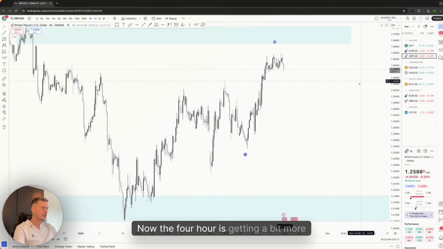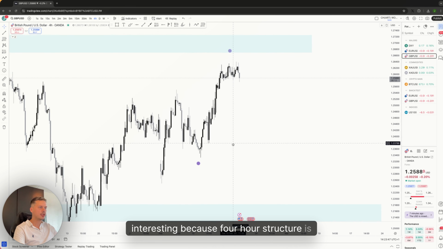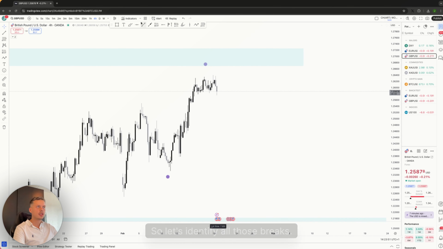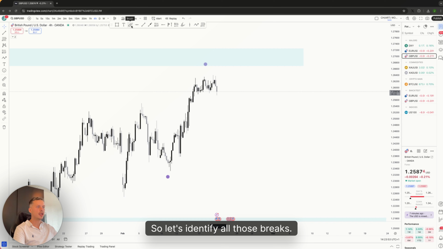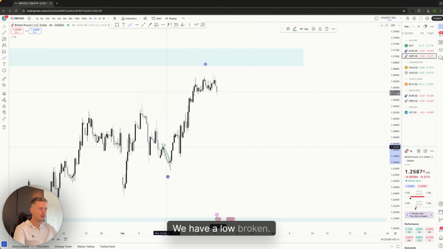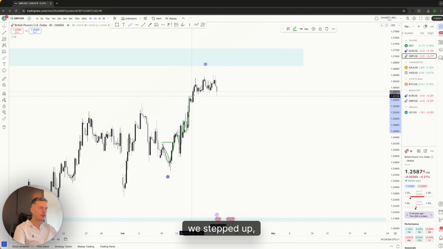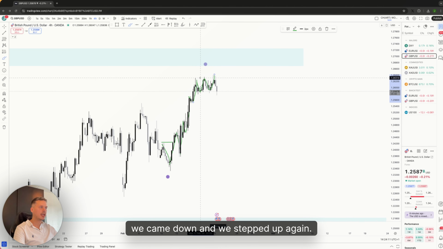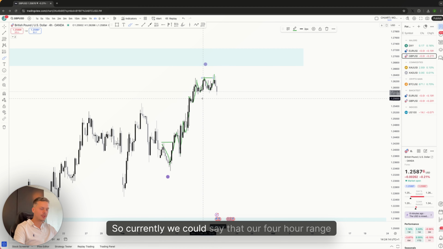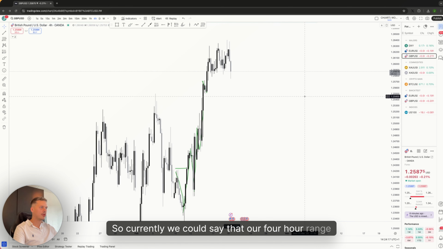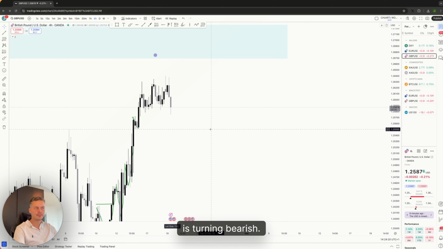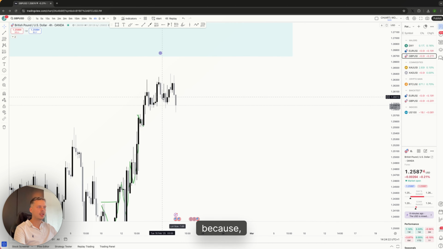Now the 4-hour is getting a bit more interesting, because 4-hour structure is stepping up bullish. So let's identify all those breaks, right? We have a low, broken. We stepped up, we came down, we stepped up, we came down, we stepped up, we came down, we stepped up, we came down, we stepped up, we came down, and we stepped up again. So currently we could say that our 4-hour range is turning bearish.